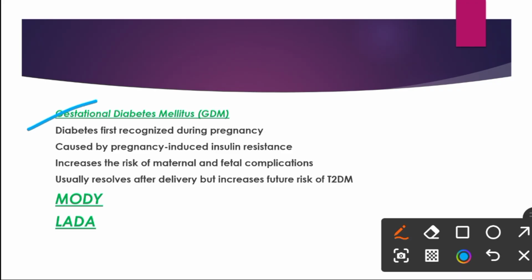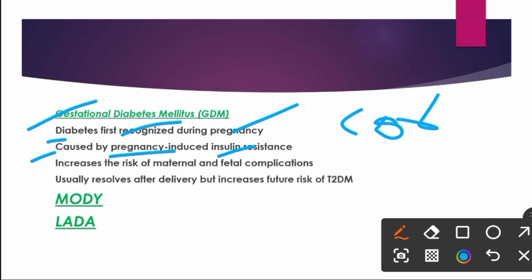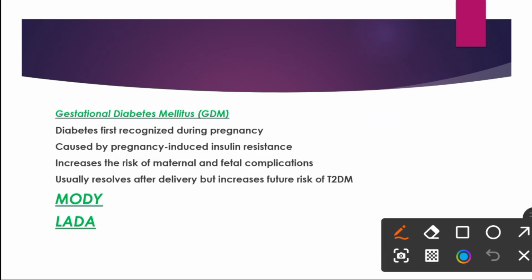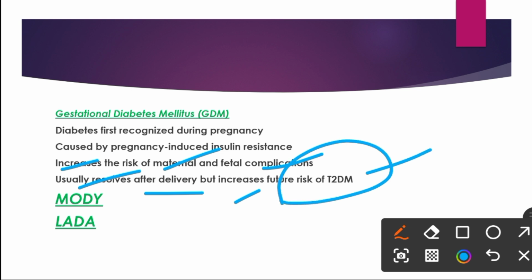Third one is gestational diabetes. Gestational diabetes is diabetes that is recognized during pregnancy, and it occurs because of an increase in certain hormones during pregnancy, which cause insulin resistance. These hormones include cortisol, HCG, and human placental lactogen. Gestational diabetes leads to increased risk of maternal and fetal complications, and it usually resolves after delivery, but it also increases the risk of developing type 2 diabetes in the future.